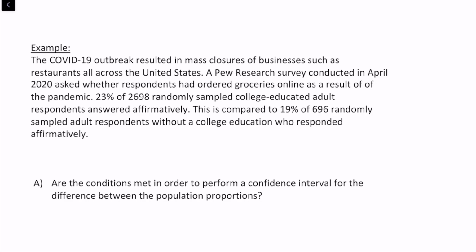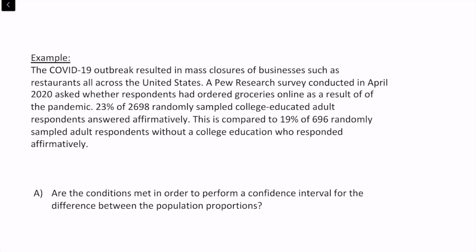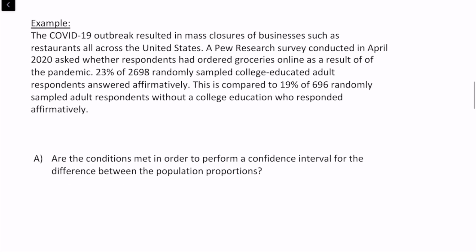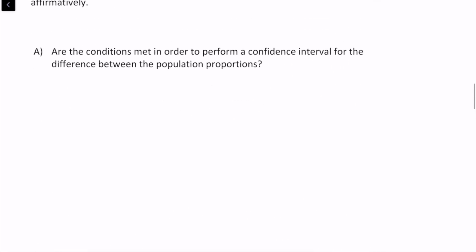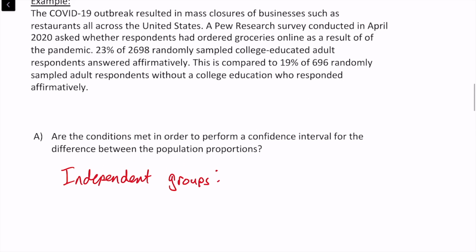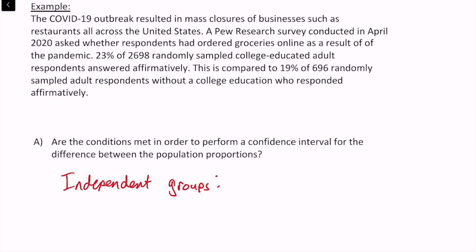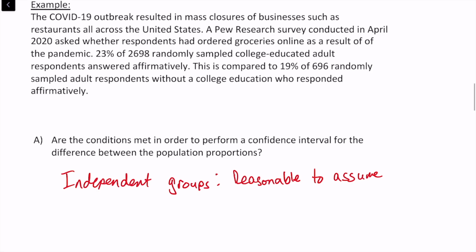Okay, here we go. Part A. Are the conditions met in order to perform a confidence interval for the difference between the population proportions? All right, so recall, what is our kind of first condition we should check? We are going to check if we have independent groups. Okay. Well, they don't tell us explicitly that these groups are independent, but it's reasonable to assume independence. Okay? Why is that?